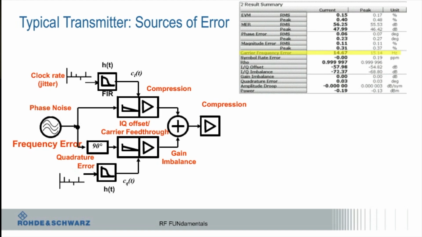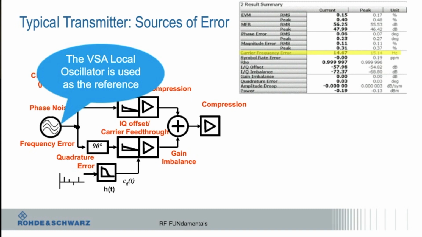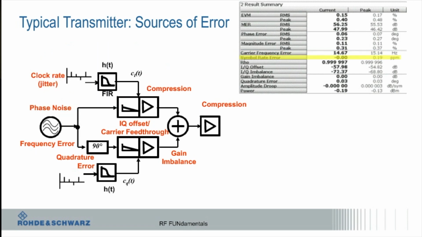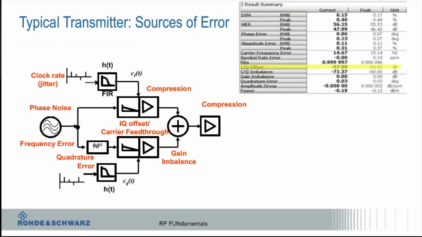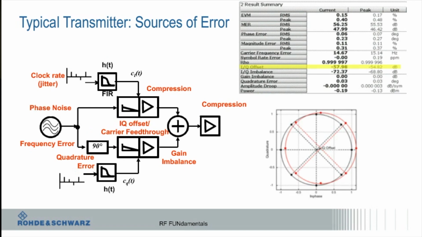In this case, I'm using the VSA local oscillator as a reference so I can measure what that error is. The symbol clock is used as a reference of the VSA, so I can compare that relative to my device and get the symbol clock error. IQ offset, carrier feedthrough: it's going to look at that constellation, and you're going to see here that it's offset. It's not centered perfectly. So that's relative to an ideal constellation, which again I have in the VSA.